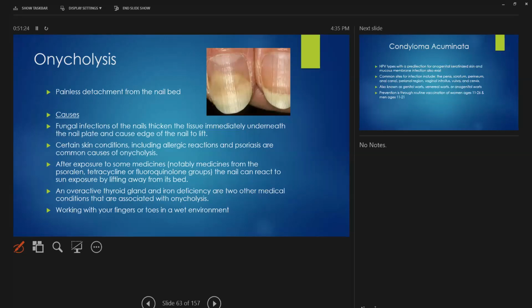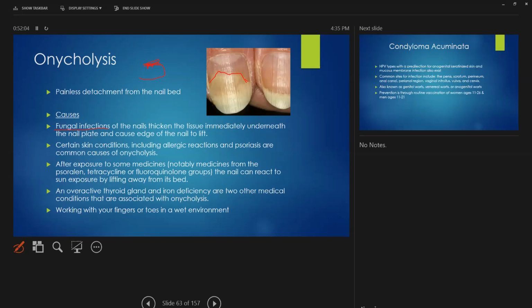Onycholysis is when the nail actually pulls away from the nail bed. So you've got your finger, here's the nail, and this nail is actually pulling away from the bed, and it's not perfusing this lower tissue of the nail, and so it turns this white color. Sometimes it can be more likely to occur if the patient has fungal infection of the nail, because they already have these thickened nails anyway. And then that causes the plate to kind of come off.